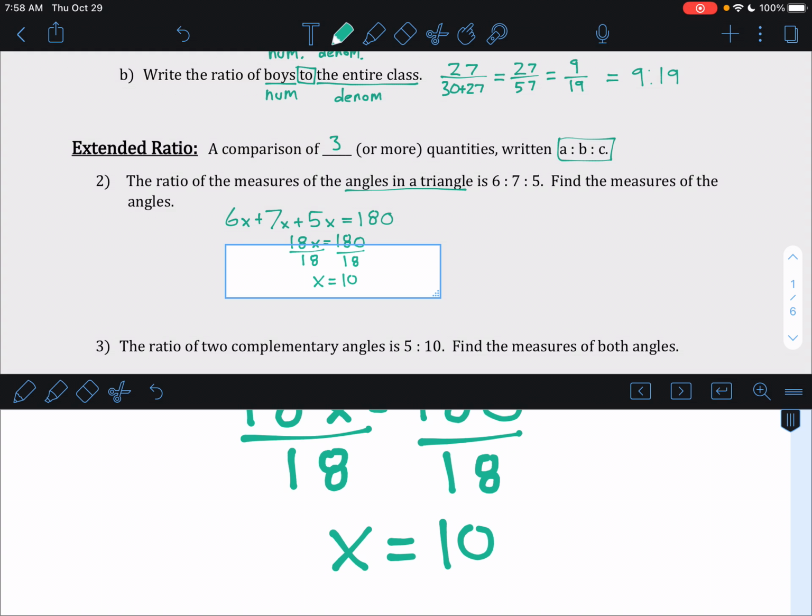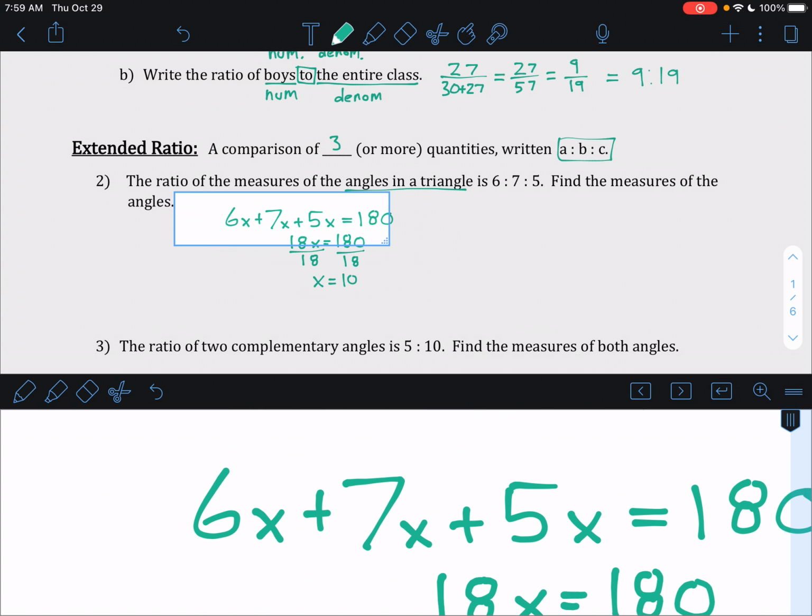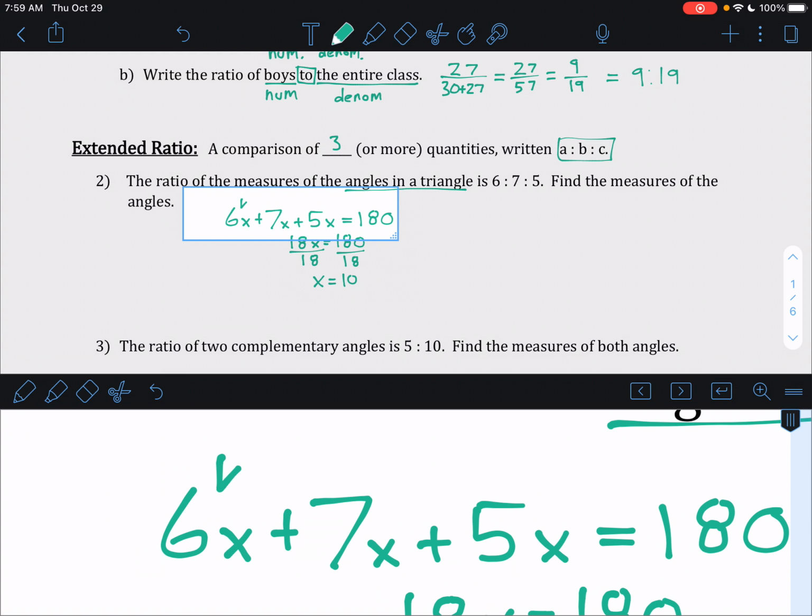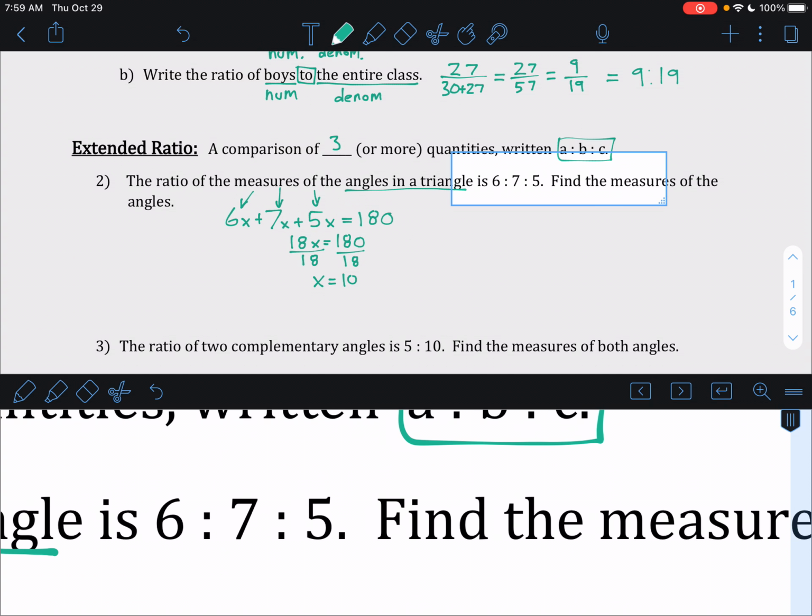But I'm not done with this problem yet, because it told me to find the measures of the angles. It didn't tell me to find x. It told me to find the measures of the angles. But I know that these are going to be my angle measures, 6x, 7x, and 5x, because if I divide each of them by x, I get this 6, 7, 5 ratio.